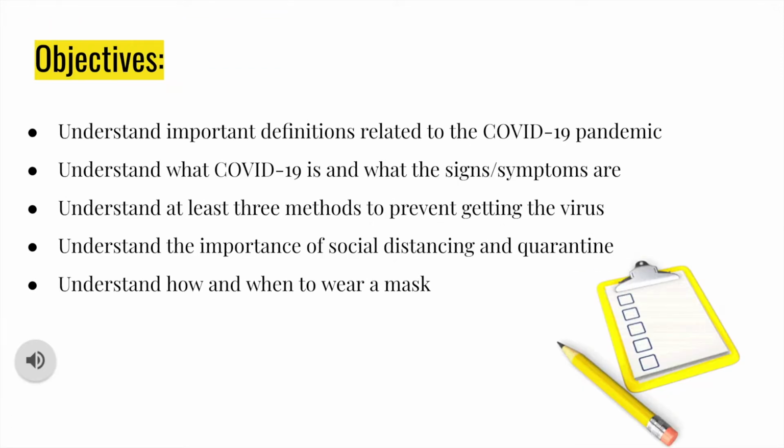This is the most important information that we hope you'll remember and take with you at the end of our presentation. Some of those would be definitions related to coronavirus, and what the signs and symptoms of coronavirus are so that you can catch them early and go to the doctor and get help if you need it. We want you to understand at least three methods of how to prevent spreading and catching the coronavirus. We want you to understand the importance of social distancing, why we're doing it, and why we're quarantining, and we want you to understand when and how to wear a mask.